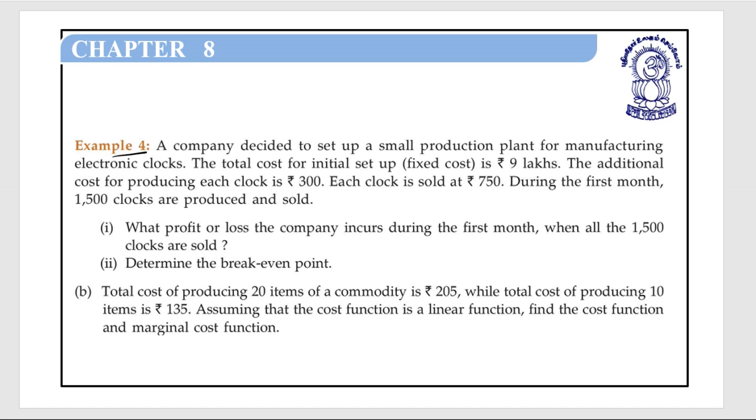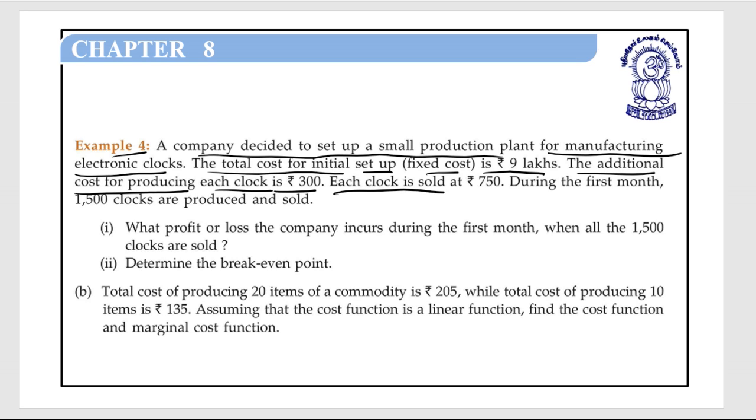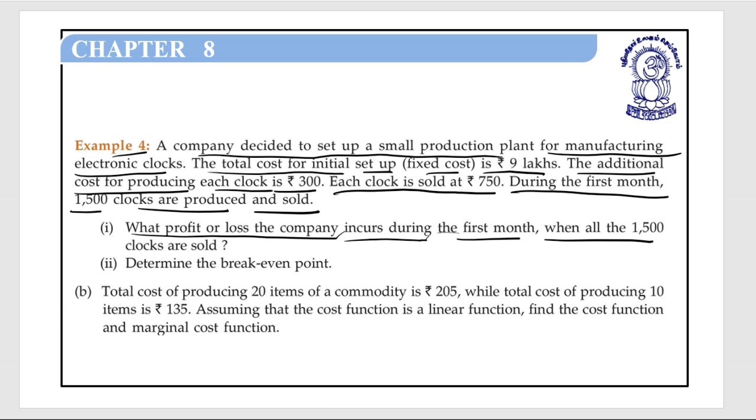Example 4. A company decided to set up a small production plant for manufacturing electronic clocks. The total cost for initial setup, the fixed cost, is rupees 9 lakhs. The additional cost for producing each clock is rupees 300. Each clock is sold at rupees 750. During the first month, 1,500 clocks are produced and sold. What profit or loss does the company incur during the first month when all the 1,500 clocks are sold?